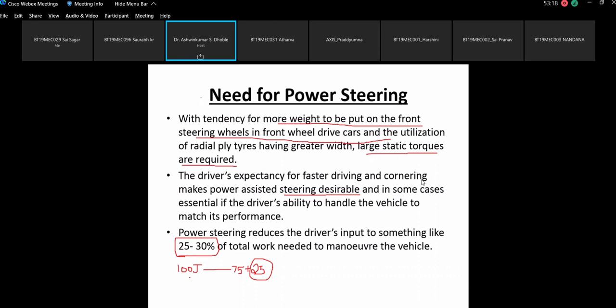So please keep this in mind, that power steering comes into the picture only when the driver's effort exceeds the predetermined value. So this is basically the idea for the power steering. That is the first thing. The second requirement is, in the event of failure of the power steering, the normal steering of the vehicle should continue. These are the two things for which the power steering is fitted in the vehicle.